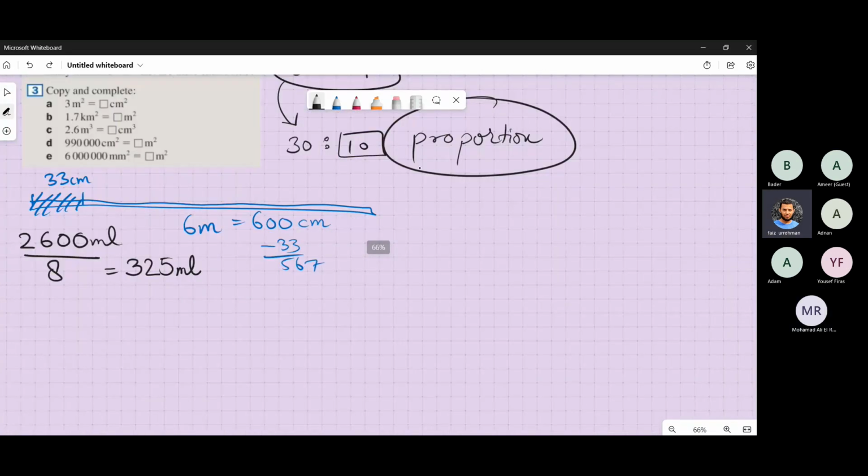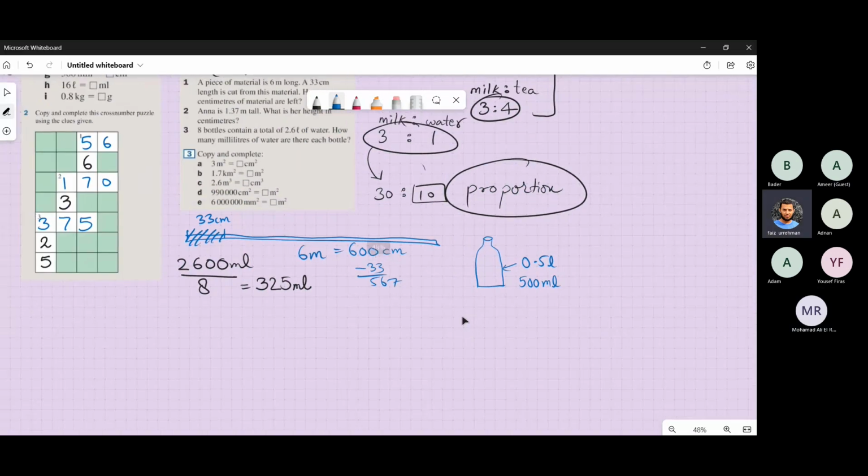How? Because when you go to the shop to purchase the Pepsi, half liter, okay? In this half liter Pepsi, how much ml is there? You have this Pepsi bottle, half liter. So it is written 0.5 liter or 500 ml, if you remember.